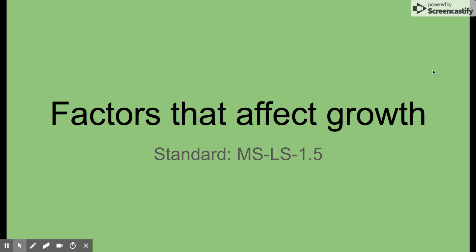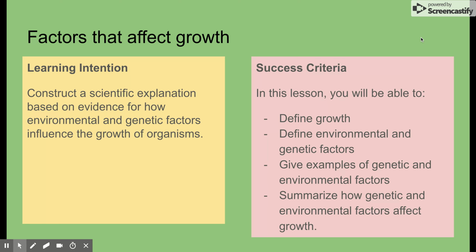In today's lesson, we are looking at factors that affect growth. This fits in with the standard from NGSS MSLS 1.5, which is to construct a scientific explanation to show how environmental and genetic factors influence the growth of an organism. In today's lesson, our learning intention is just that: construct a scientific explanation based on evidence for how environmental and genetic factors influence the growth of organisms.